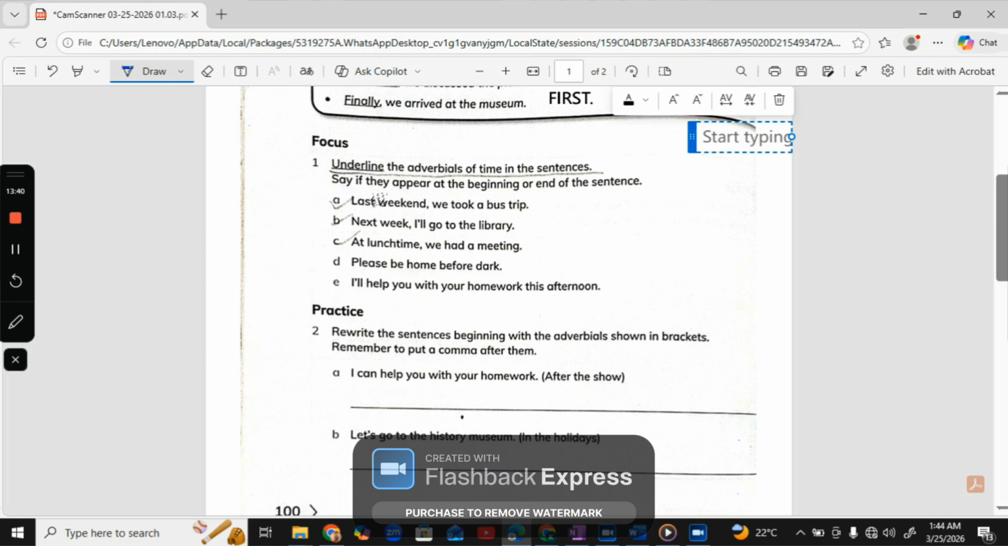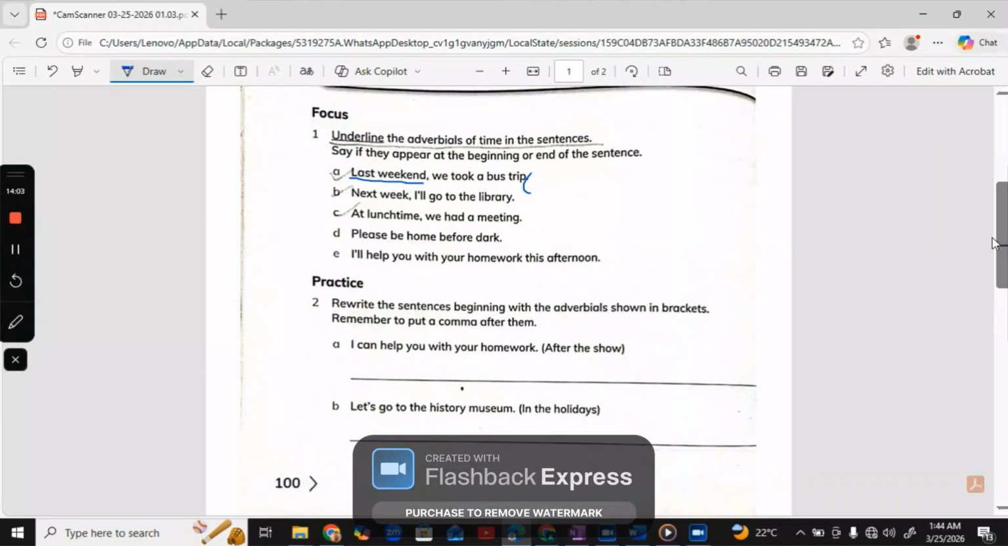All right. For example, last weekend we took a bus trip. Last weekend, where is the adverbial of time? I'm going to underline last weekend, and after that I'll write in brackets whether it's going to come at the beginning of the sentence or at the end of the sentence, whatever my opinion is regarding this. So you'll be doing this exercise. After that, when you are done, you'll move on to the second question.